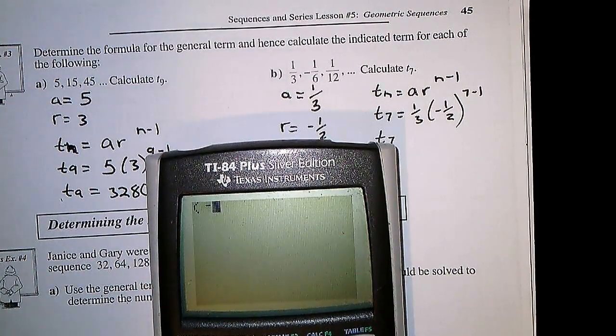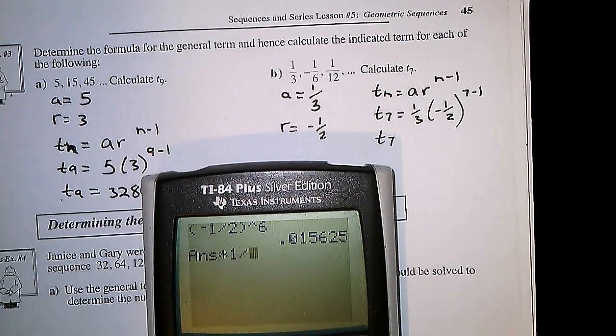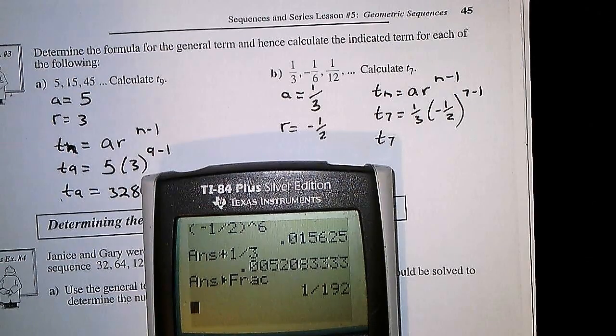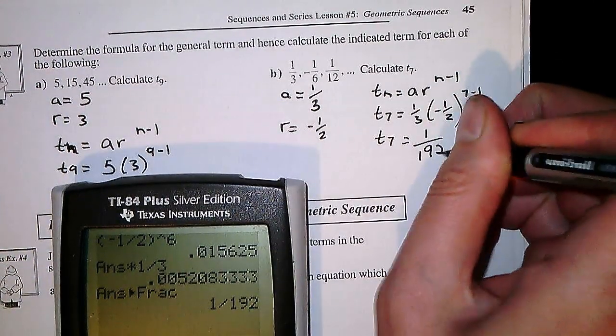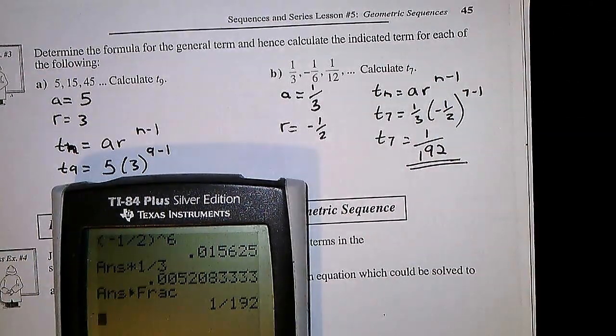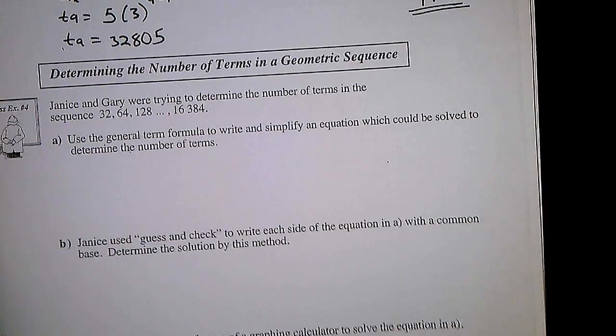I have negative 1/2 to the exponent 6 times 1/3, and then put it in fraction form. I get 1 over 192. All right. So let's look at class example number 4 now.